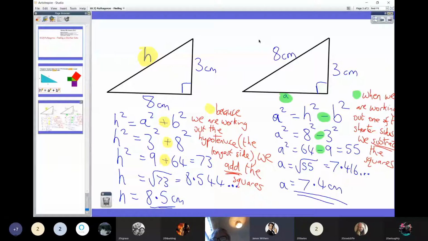So where you're working out one of the shorter sides, the only difference is you've got to do a takeaway instead of an addition, and obviously make sure that you put the bigger side at the beginning of the takeaway. It's got to be 8 squared take away 3 squared. It can't be 3 squared take away 8 squared. But other than that, it's exactly the same method. So you just set it out as I've done there.